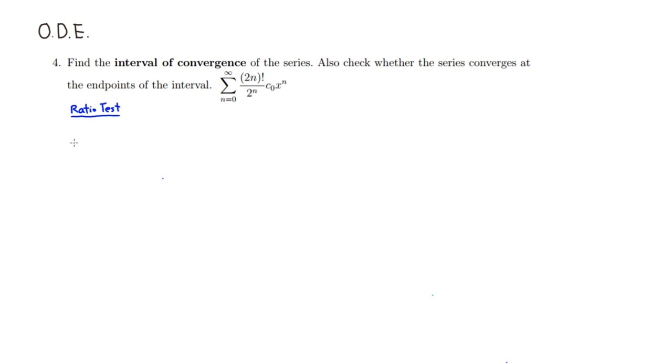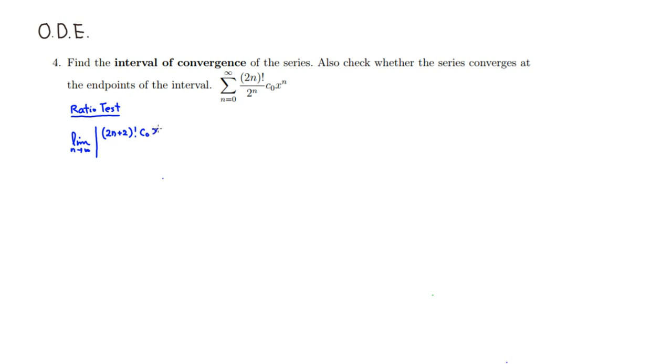So we're going to do a limit. Can I just dive right into the expression? It's an absolute value, so a_(n+1). We have 2n times n plus 1, so it's 2n plus 2 factorial, c0, assume that's just a constant.